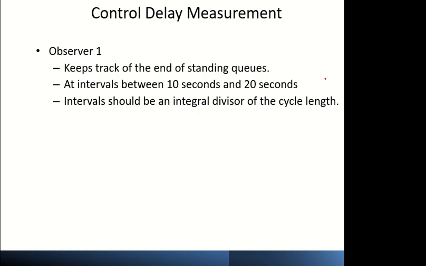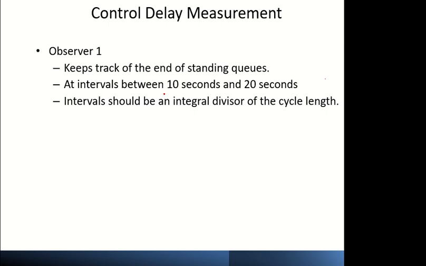Now what is the connection between the time interval and the cycle length? The cycle length should be a multiple of the time interval, or the term they use is integral divisor. So if I divide the cycle length by my time interval, I should get an integer value, a whole number.